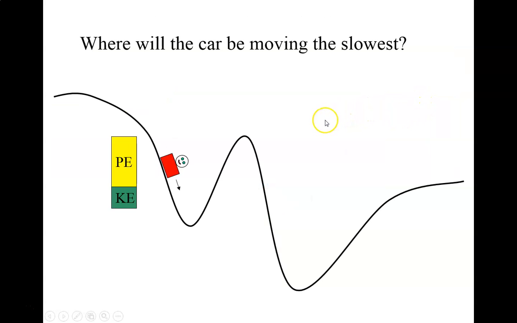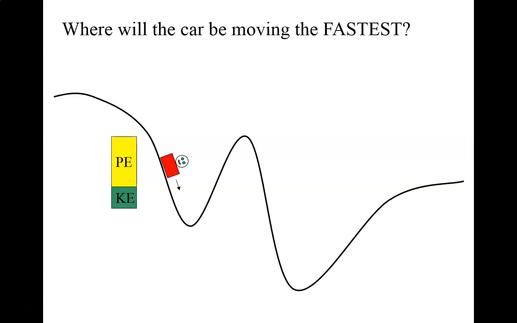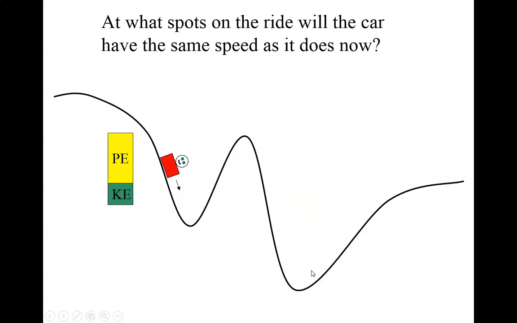Okay, so when will the roller coaster be moving the slowest? Well, it's going to be moving the slowest when it's got the most gravitational potential energy and the least kinetic energy, which would be at the top of the hill. But we already kind of knew that anyway. Okay, when will it be moving the fastest? We already know it's going to be at the bottom of the hill down here, and we know that from physics because it's going to have the least potential energy because it's got the least height, and therefore it's going to have the most kinetic energy and the most speed.